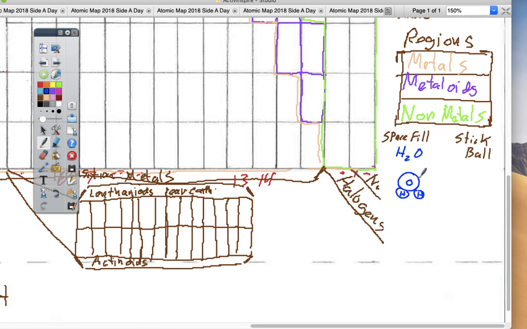But if we're going to do the stick ball model, we have the O right here, and then we actually have these sticks pointing out to the other atoms. Now, this is really good to use when we do 3D models, okay?